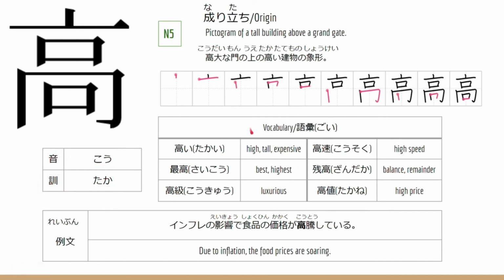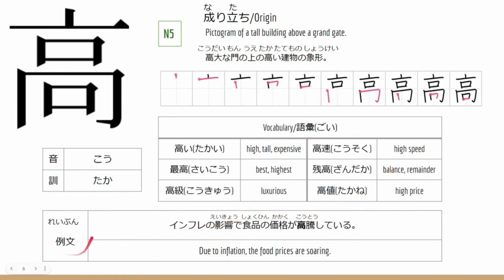Now let's go into the vocabulary or 語彙。高い, this means high, tall, or expensive. 最高, this means best or highest. 高級, this means luxurious. 高速, this means high speed. 残高, this means balance or remainder. 高値, this means high price.